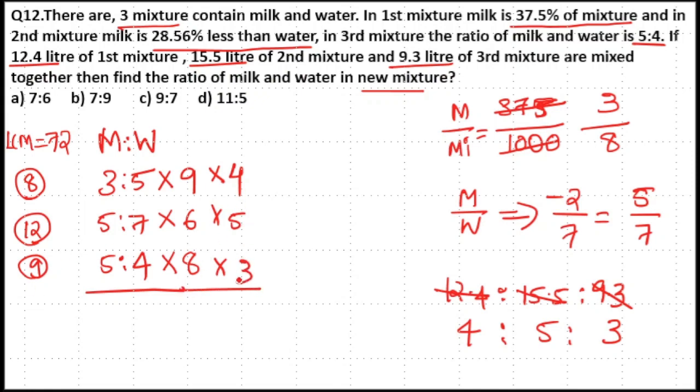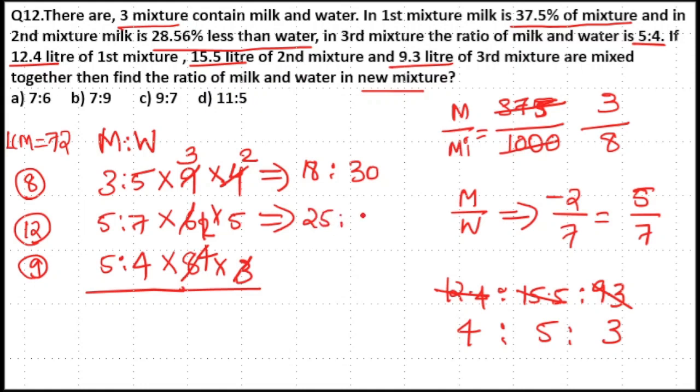If you cancel this with 3, 3 cancels. 3 into 2, 6. 3 into 3, 9. If you cancel the 2, 2 cancels here. 2 into 2, 4. 2 into 4, 8. So first ratio will become 3 into 2, 6. 6 into 3, 18. 6 into 5, 30. Second ratio will become 5 into 5, 25 is to 5 into 7, 35. Third ratio will become 4 into 5, 20. 4 into 4, 16.